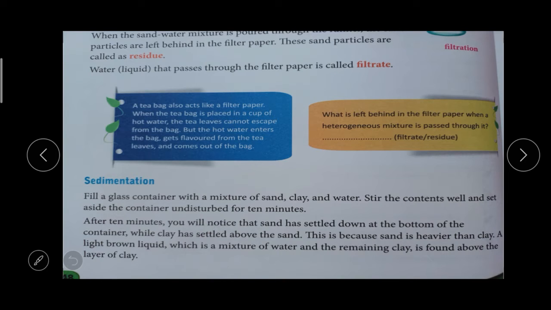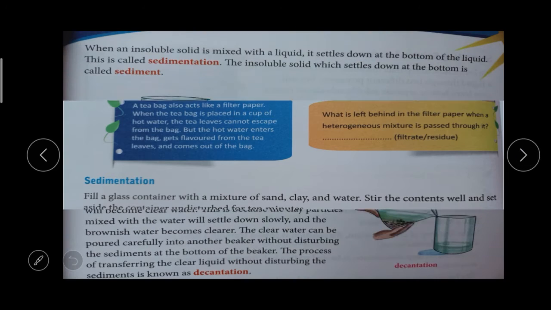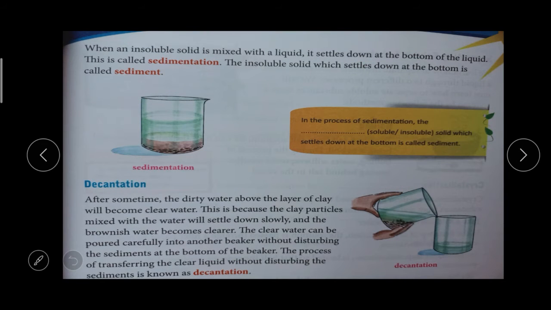When an insoluble solid is mixed with a liquid, it settles down at the bottom of the liquid, right? That process is called sedimentation. The insoluble substance that settles down at the bottom is called sediment.